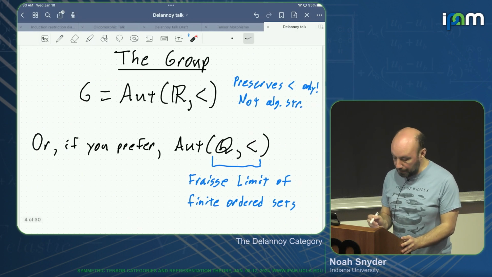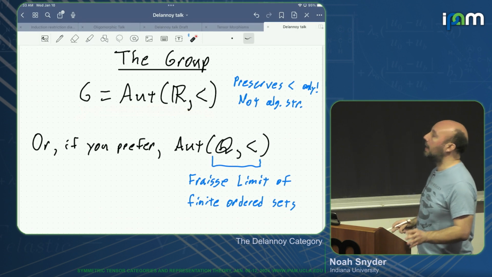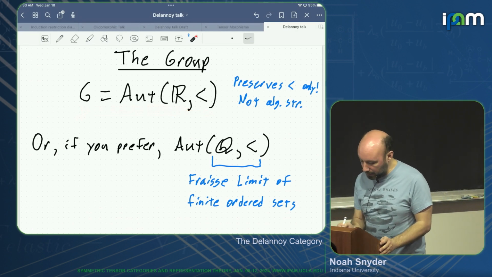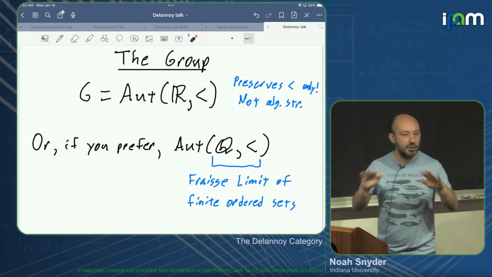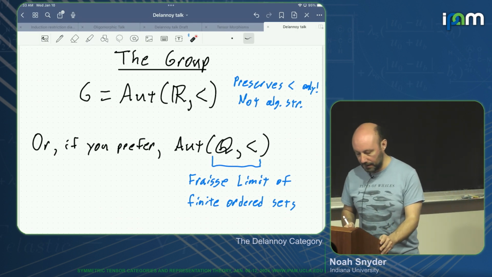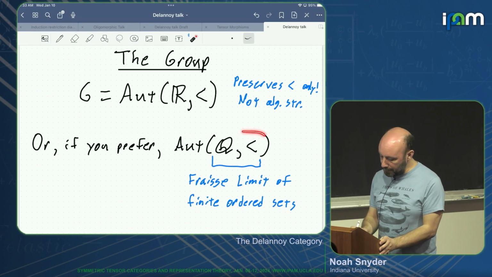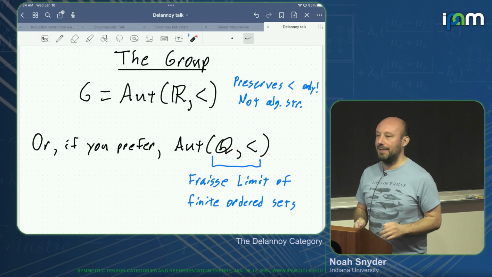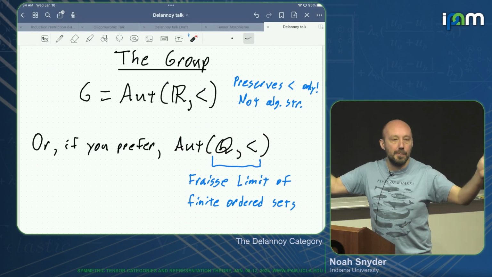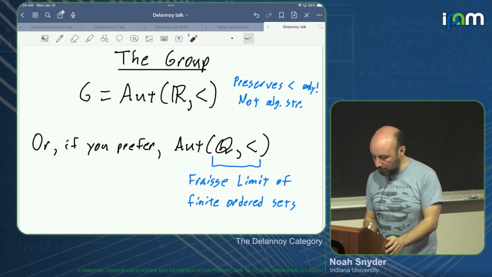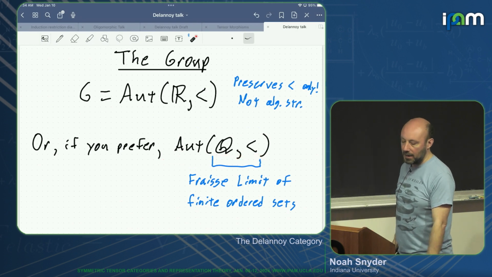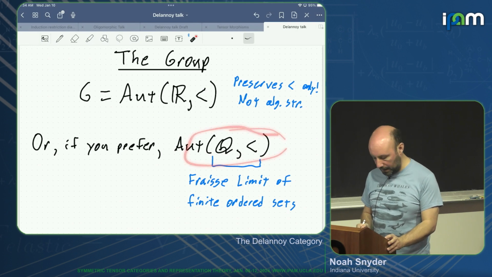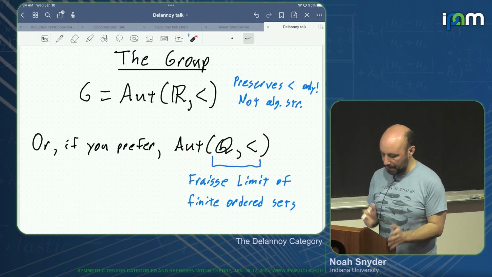Okay, so the group that we're looking at is this group of order-preserving automorphisms of the real line. It only preserves ordering. It doesn't preserve any kind of addition or multiplication, just order-preserving automorphisms of the real line. Or if you prefer, this is like this issue about do you want to look at the big symmetric group or a smaller symmetric group. If you prefer, you could just look at order-preserving automorphisms of the rational numbers, and this has some nicer model theoretic properties. Okay, that's the group.